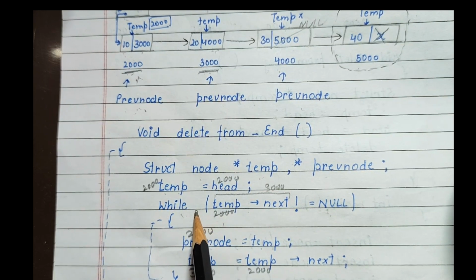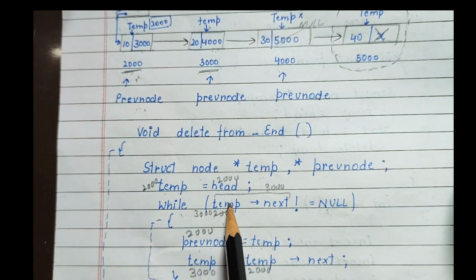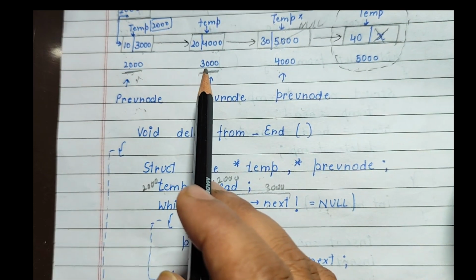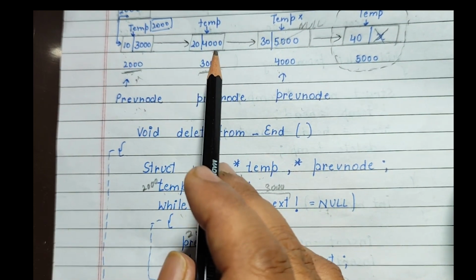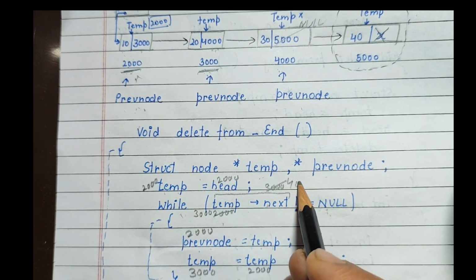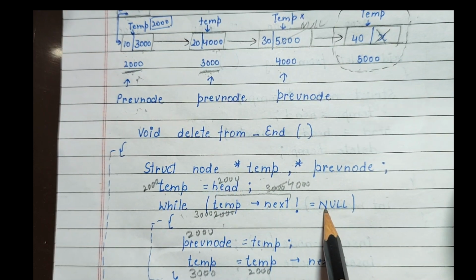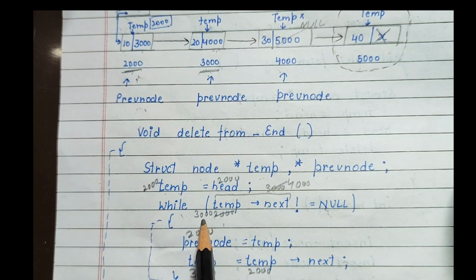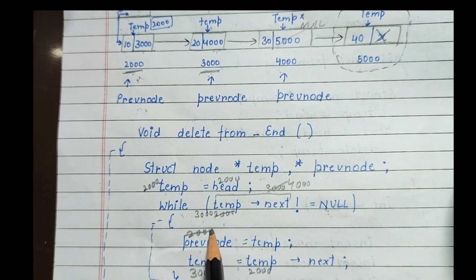now this temp becomes 3000. Now temp of next means 3000 of next. What is the value of 3000 of next? 3000 of next is 4000. Now this value is updated to 4000. 4000 is not equal to null, again condition true. So previous node is equal to temp. What is the value of temp right now? Temp has a value 3000.